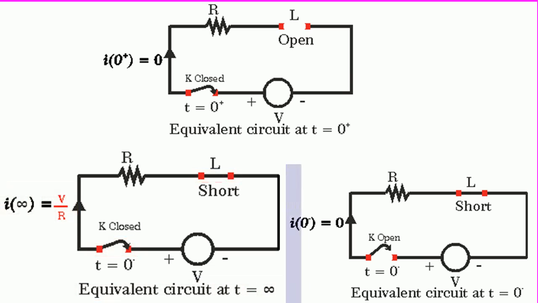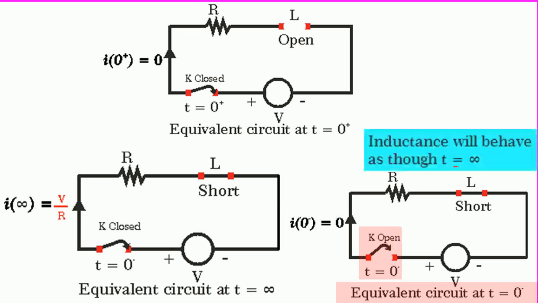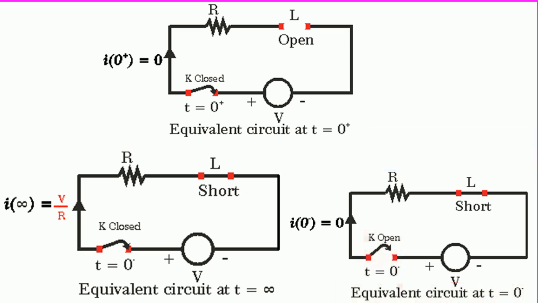If we draw the equivalent circuit at t equal to 0 minus, you see that the switch K is open. Note that. And the inductance will behave as though it is at t equal to infinity, because the switch might have been open for infinite time before closing. So, I of 0 minus is equal to 0.